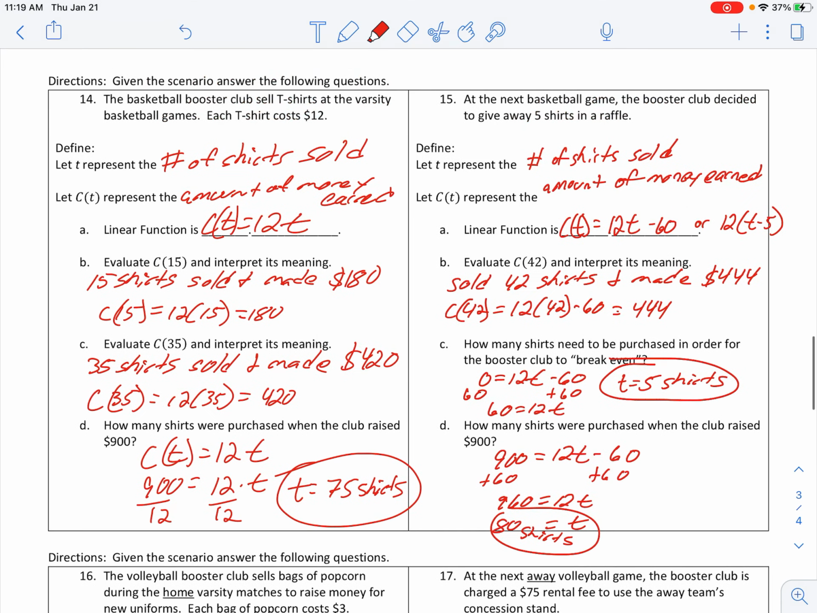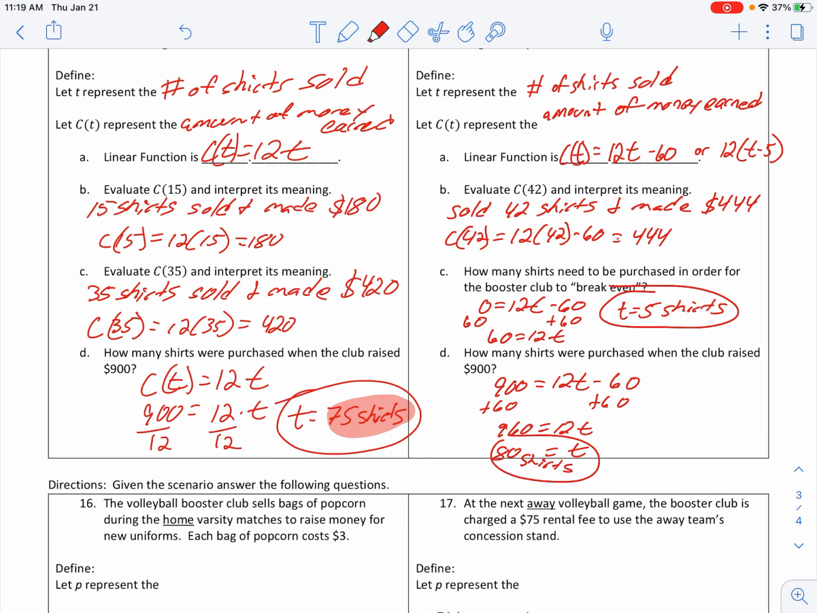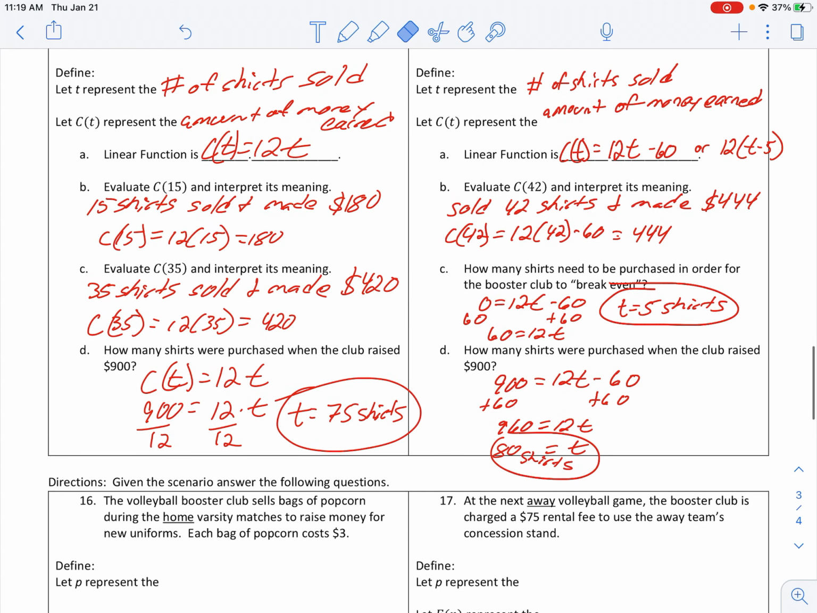Which makes sense because on number 14 here, we said 75 shirts to make $900. But now, because we're giving away 5 freebies, I do need to compensate for that. That's why I'm going to have to sell 5 additional shirts to account for those 5 shirts away free. All right.